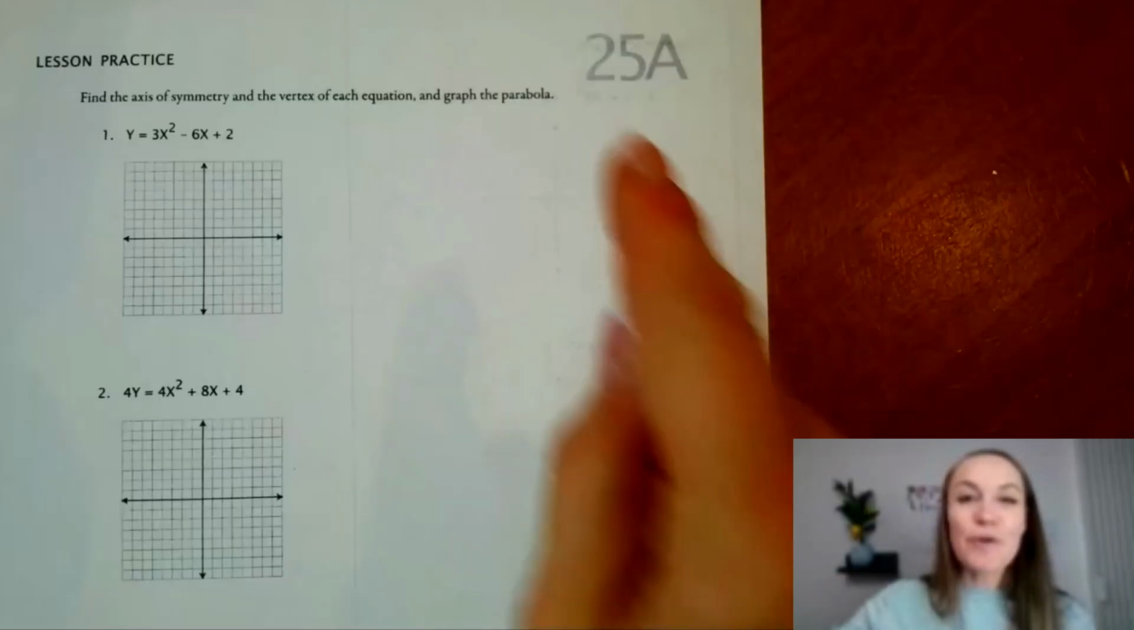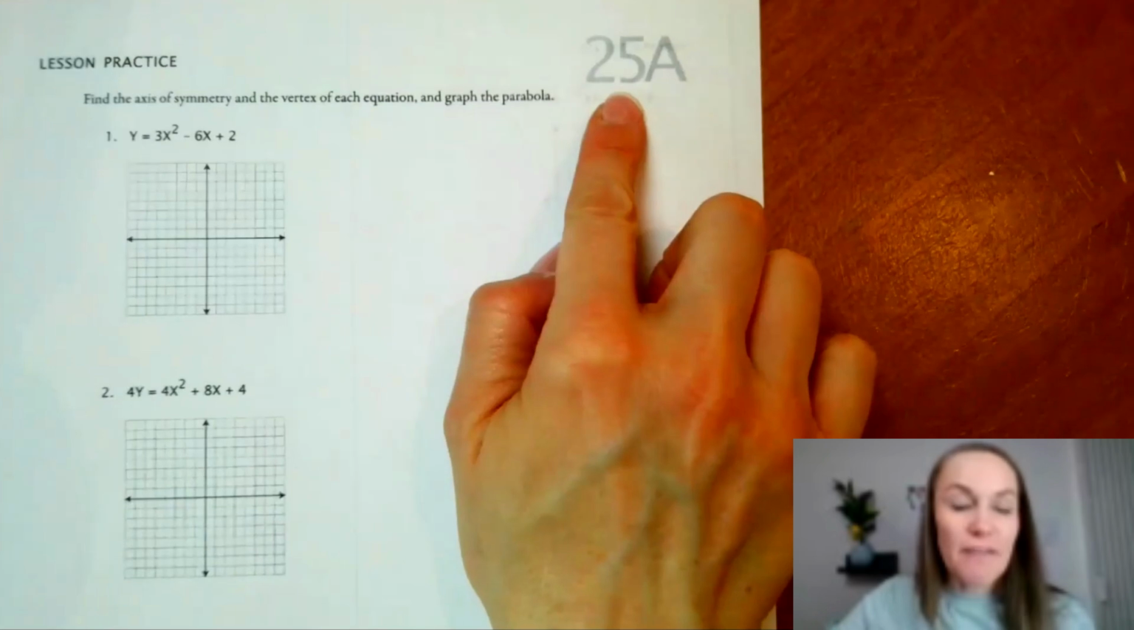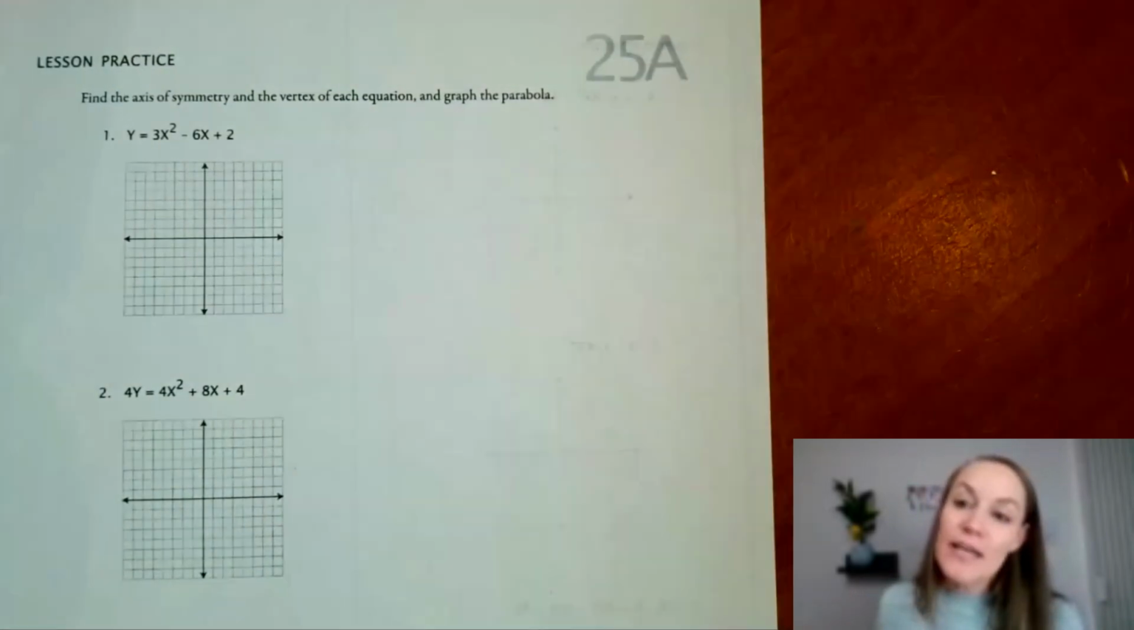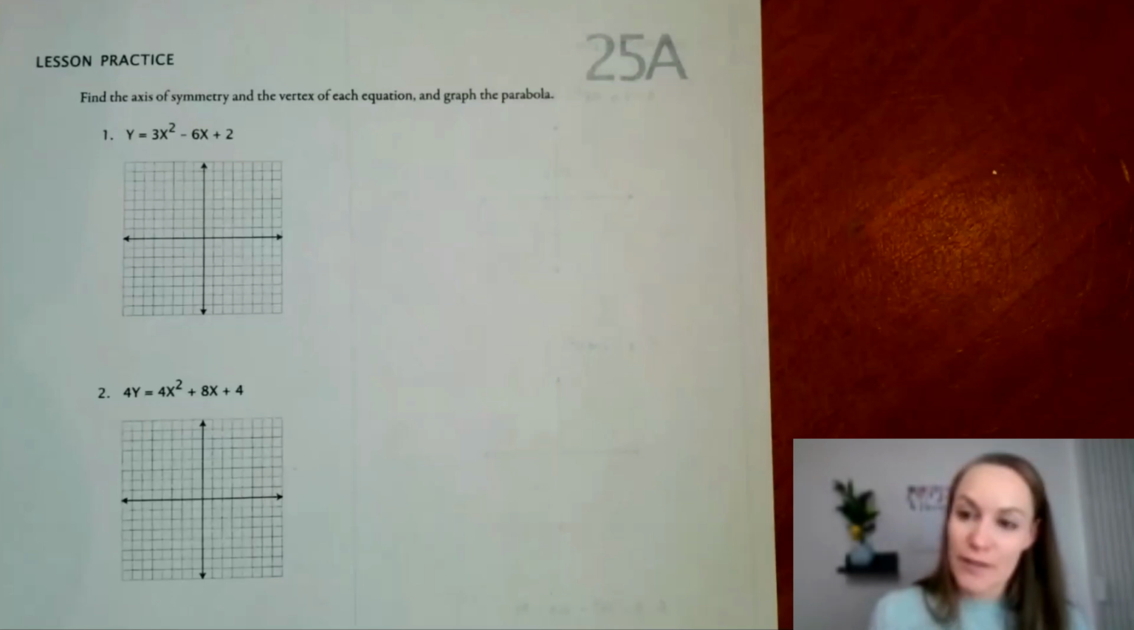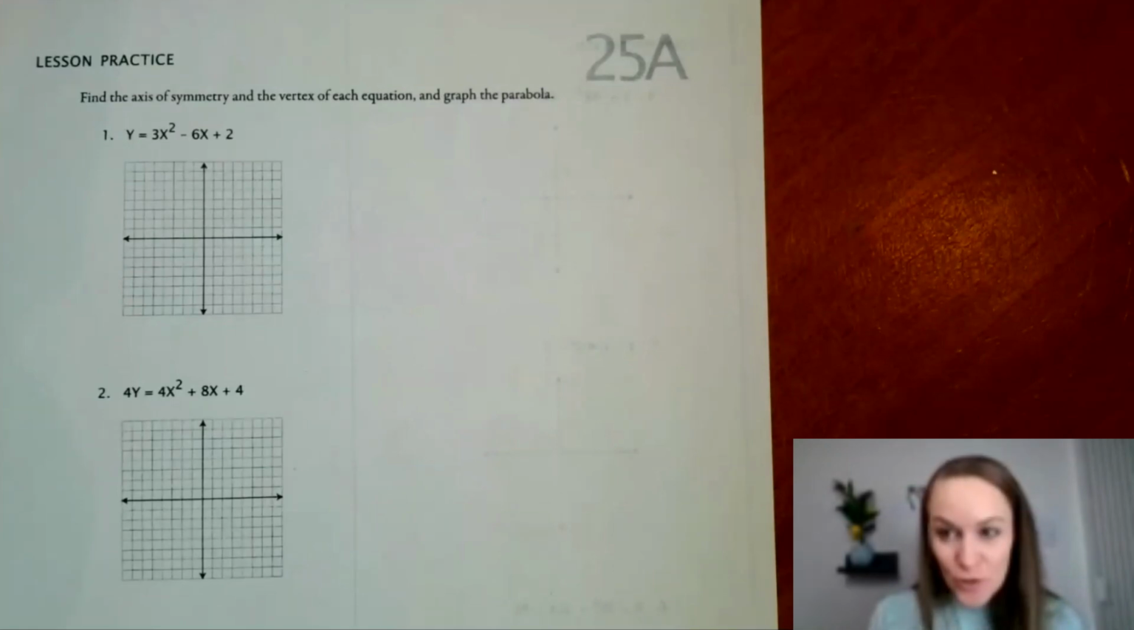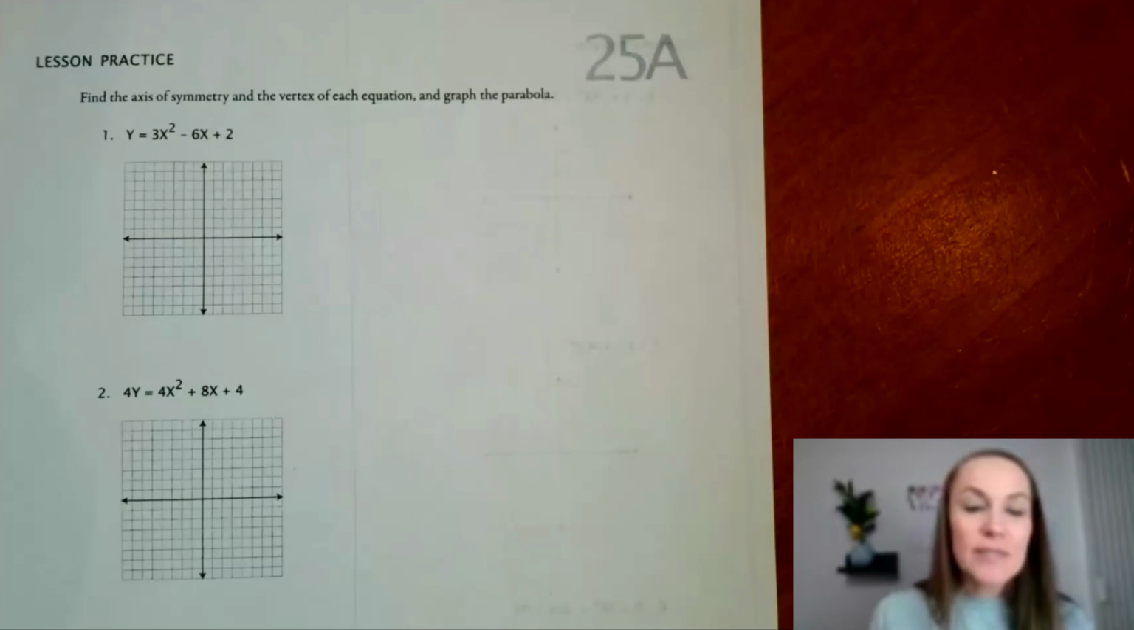Welcome to class today. We are going to go through lesson 25A, and there is a very important equation that we need to know. And this is how to find the vertex. So remember when we did last time's lesson, we only had one or two terms in the equation. This makes it very easy to find the vertex.